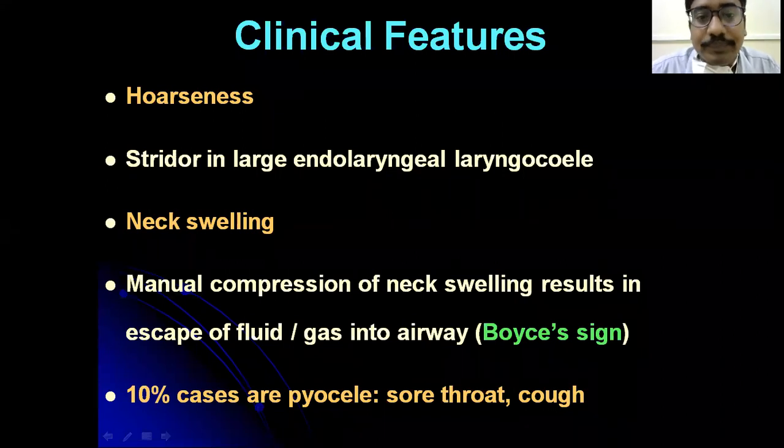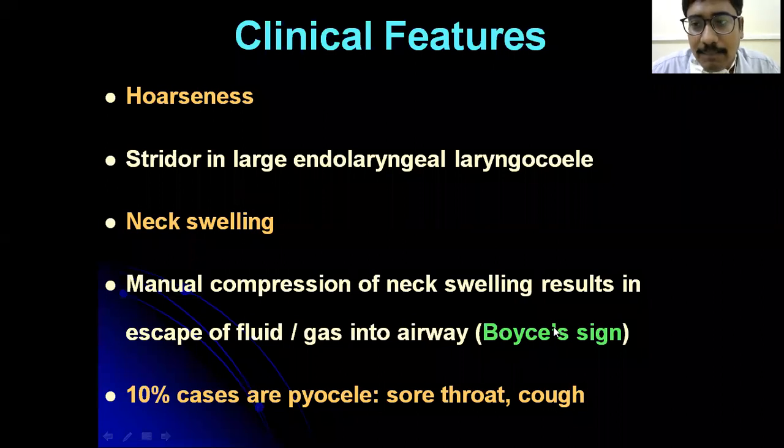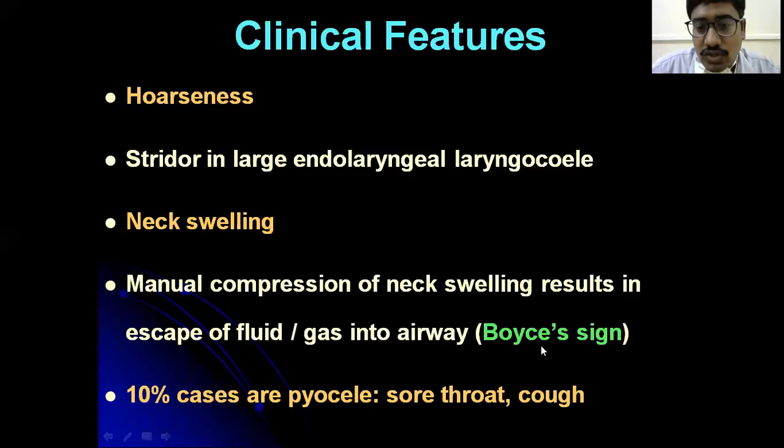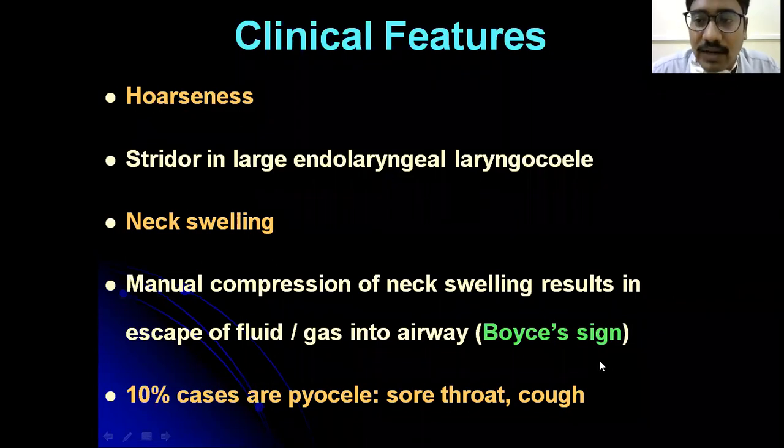Bryce sign is for laryngocele. How can you remember Boyce's sign? Boyce's sign is for esophagus. See, E is in Boyce's sign, so E is for esophagus. In Bryce sign, there is no E, so Bryce sign is for larynx. Boyce, E, esophagus. Bryce sign is for laryngocele, and Boca sign is for crepitus.